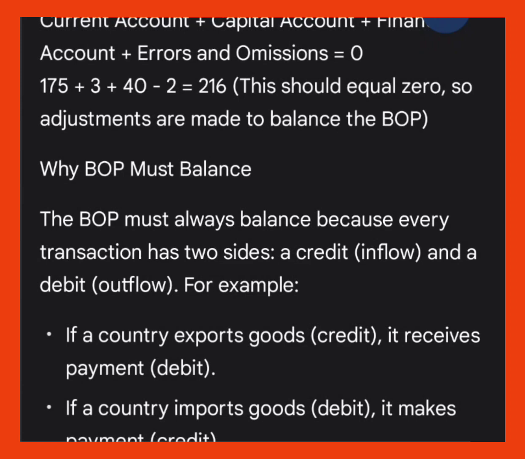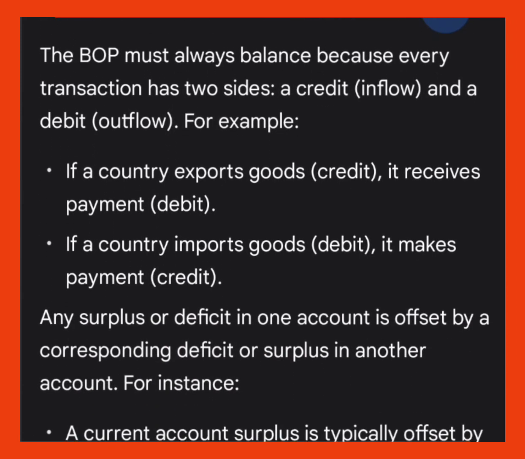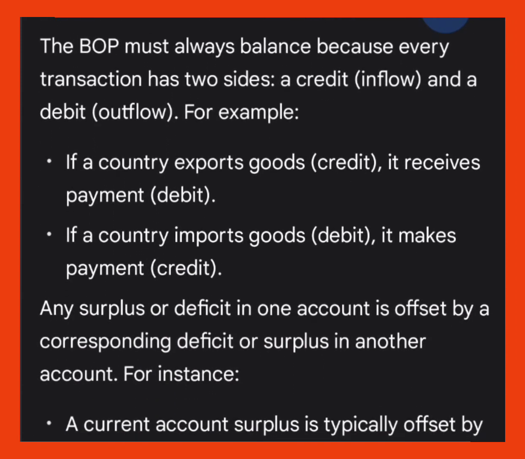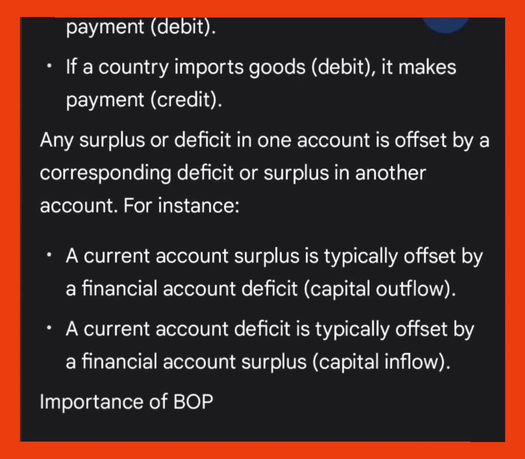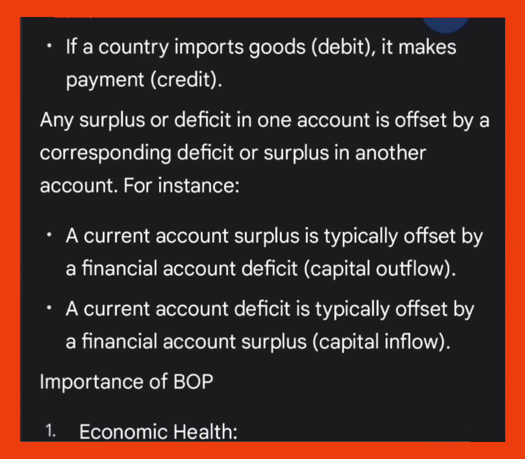Why must BOP balance? The BOP must always balance because every transaction has two sides: a credit, inflow, and a debit, outflow. For example, if a country exports goods, credit, it receives payment, debit. If a country imports goods, debit, it makes payment, credit. Any surplus or deficit in one account is offset by a corresponding deficit or surplus in another account. For instance, a current account surplus is typically offset by a financial account deficit, capital outflow. A current account deficit is typically offset by a financial account surplus, capital inflow.